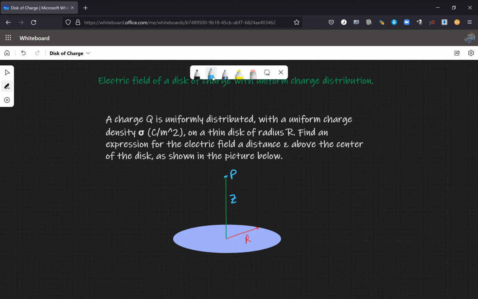So how do we go about doing this? We are going to leverage some of the results that we got in a previous video, where we computed the electric field due to a ring of charge. The idea here is to treat this disk as a bunch of rings, compute the electric field contribution from each ring, and then add them all together.